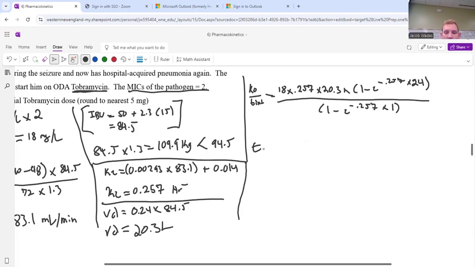So Ko over time infusion equals, let me know what you get. I got 413.1. We got 413.49. Round it to 600.